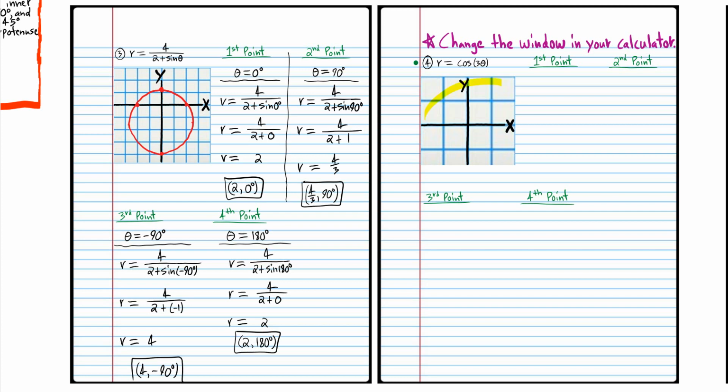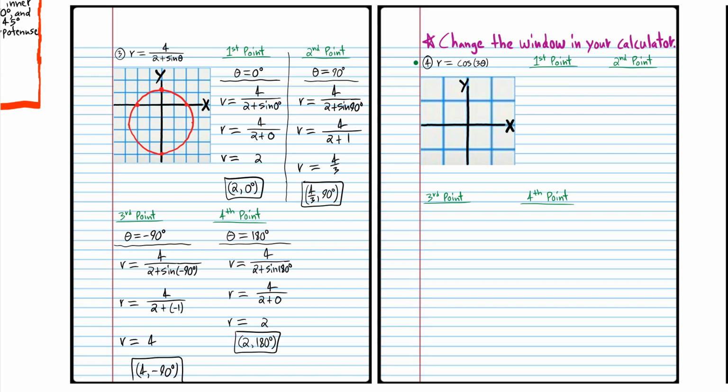And this window that I drew for you should be kind of a clue as to how to determine your window. So the Y minimum should be -2, the Y max should be 2, and then push the graph button, and that should give you a better window.